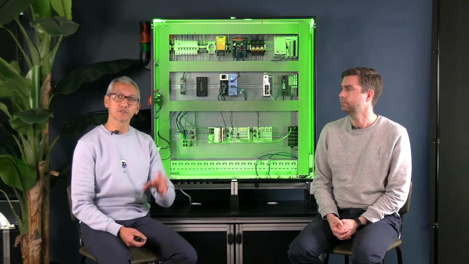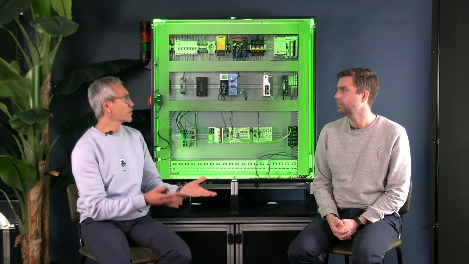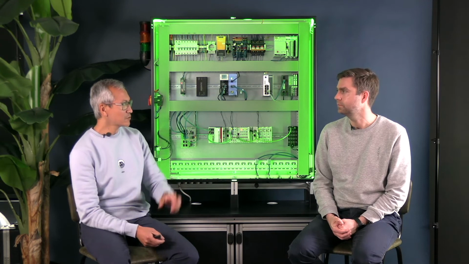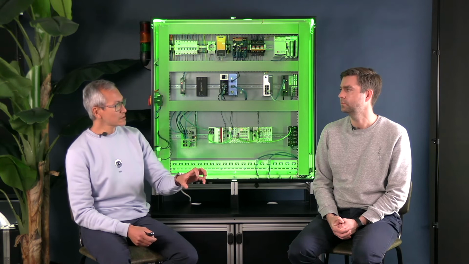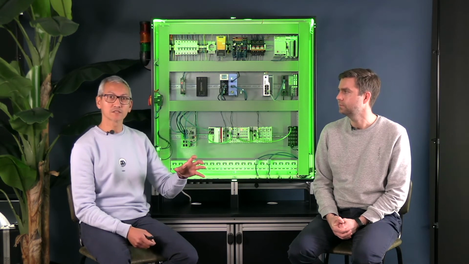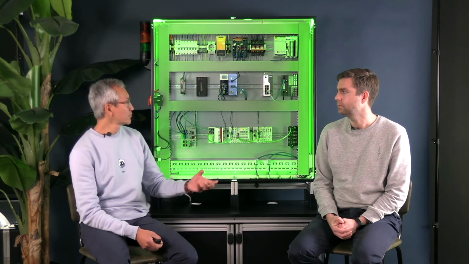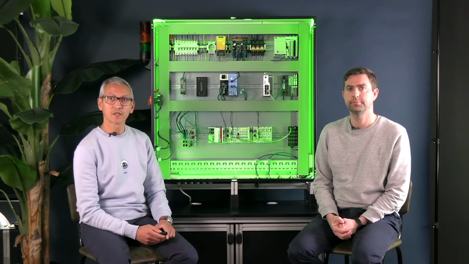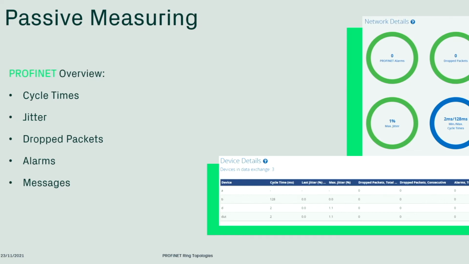Yeah. What happens is we break up the connection and we put the EtherTap in between. It's like a spy. Yeah, it's spying on your network and seeing what's happening. And what can we do? Because now we can see all the messages and also take the timing into account. And now we can see other things than we are used to with active diagnostics, active measurements. So now we can see things like cycle times, jitter, dropped packets, and also more protocol specific situations like alarms and messages.